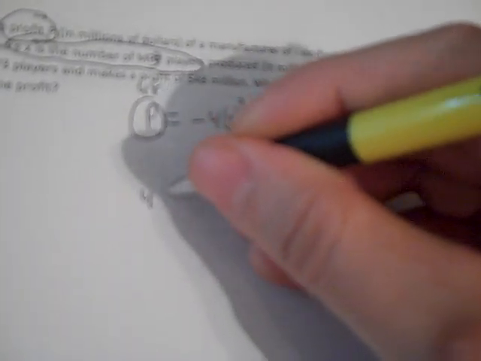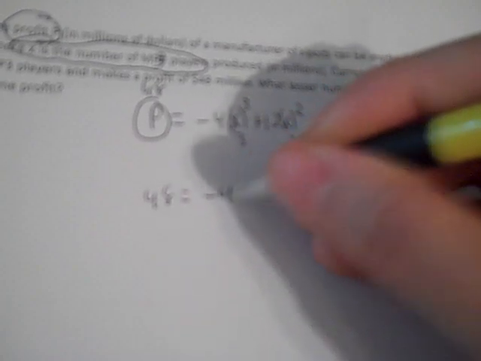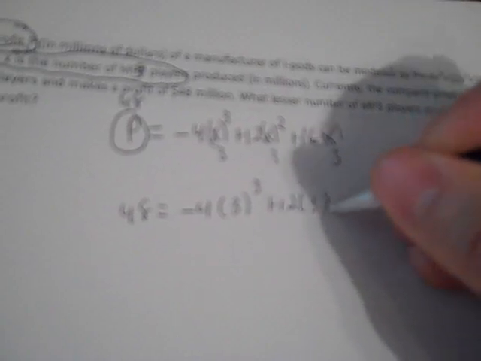Now, these replacement values actually go in for each variable. The P is replaced with the money that they make. That's what a profit is. So I'll put in 48. And then the 3 is the number of products they're selling, so that goes in for your X variable. So I put 48 equals negative 4 parentheses 3 to the third plus 12 parentheses 3 to the second plus 16 parentheses 3.